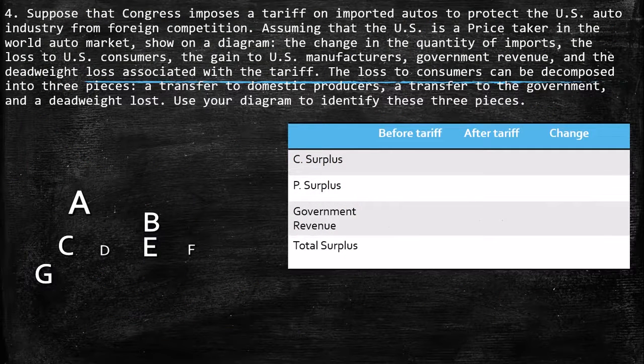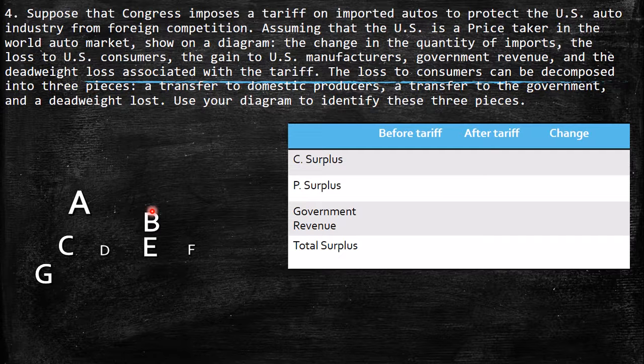Okay, so question 4. Suppose that Congress imposes a tariff on imported autos to protect the US auto industry from foreign competition. Assuming that the US is a price taker in the world auto market, show on a diagram the change in the quantity of imports, the loss to US consumers, the gain to US manufacturers, government revenue, and the deadweight loss associated with the tariff.